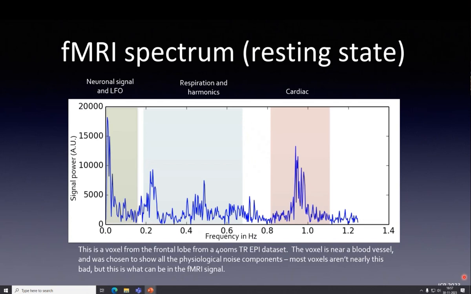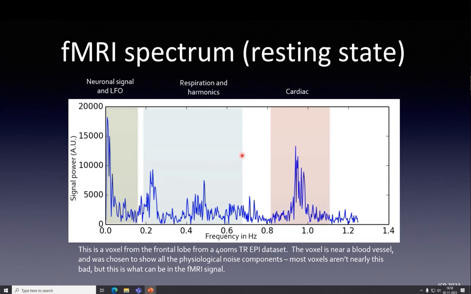Okay, so this is a picture of, I'm going to say it's a typical fMRI voxel, but it's not typical. It's done with a very short TR, 400 milliseconds. And it was chosen to have a pathological amount of cardiac contamination, which is over there on the right. Usually it's not this bad, but all of these things are in your signal in every voxel in the brain. The fact that we do fMRI often with a TR of 2 seconds or 1 second doesn't mean these components aren't there. It just means that you're not properly representing them.